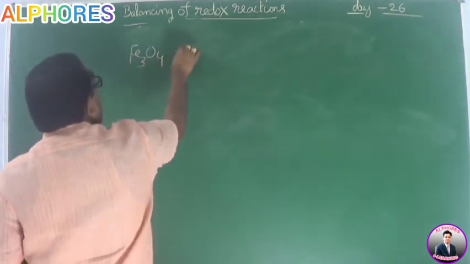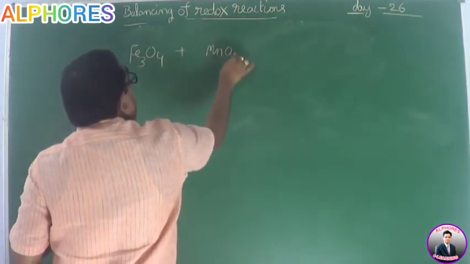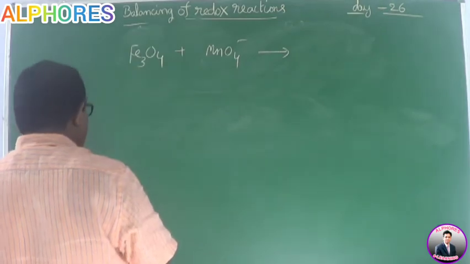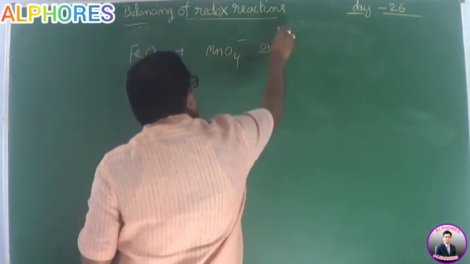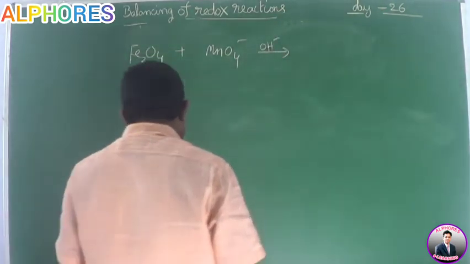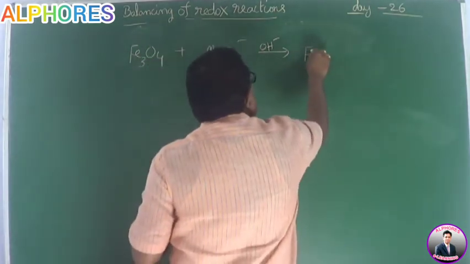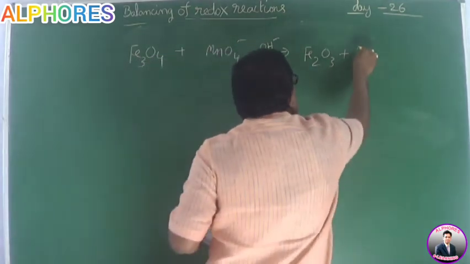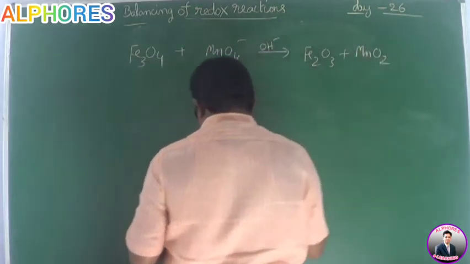Fe3O4 plus permanganate ion. This is in basic medium, we have to balance. Get ready. Here, Fe2O3 is in the product side, plus manganese dioxide.